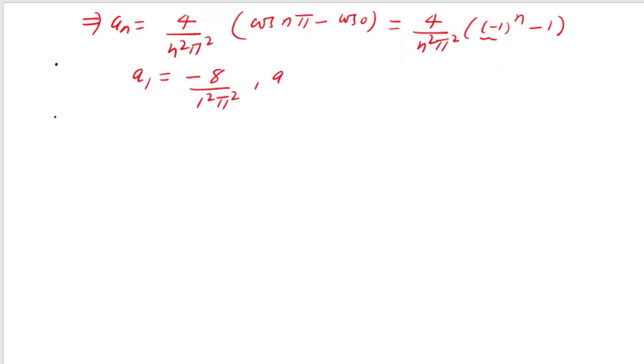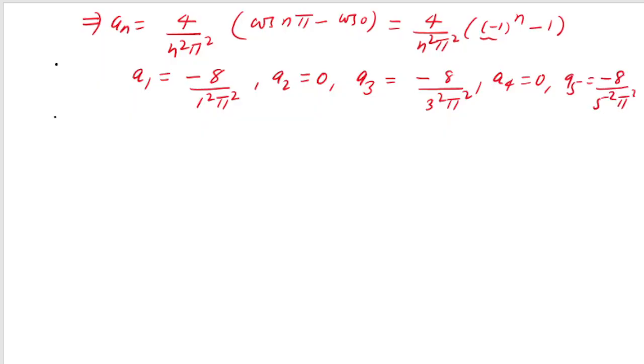A2 will become 0, because minus 1 to the power 2 will become 1, 1 minus 1, 0. What will be a3? So a3 will be, here again it will become minus 8 by 3 square pi square. What will be a4? A4 will be equal to 0. What will be a5? A5 will be equal to minus 8 by 5 square pi square. I hope you got it.